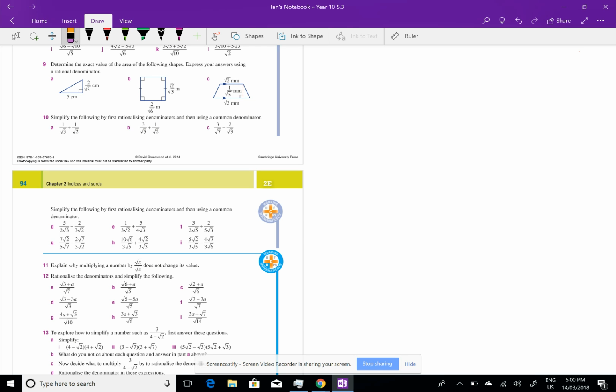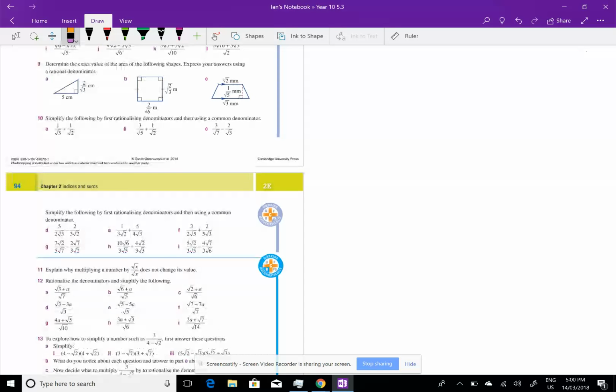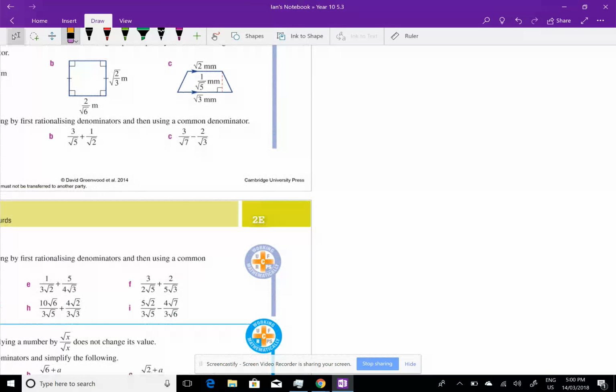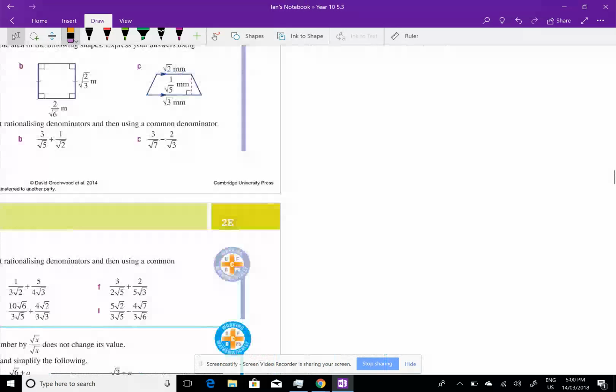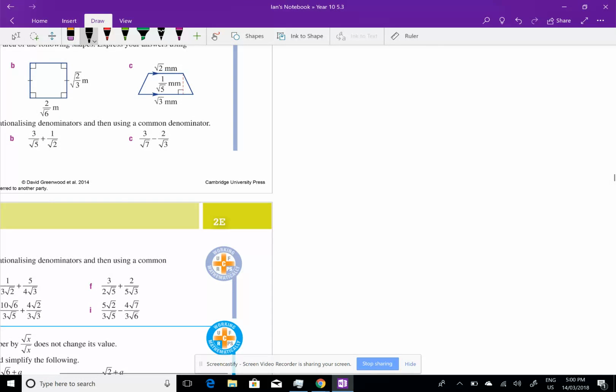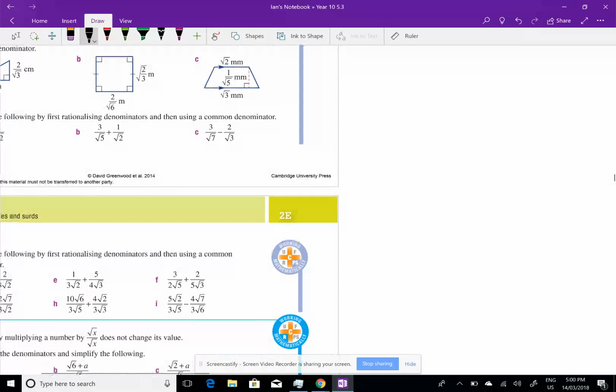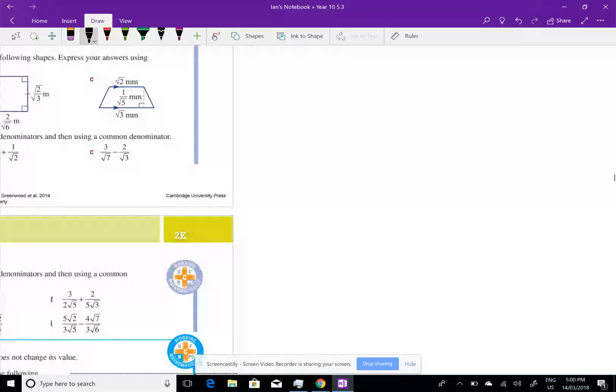Okay, I'm now going to do some more rationalising and show you why it's useful when you need to do fractions, but also we're going to do some rationalising by a thing called the conjugate. So let's have a look here at question 10. In question 10, it says, make it rational and then find a common denominator.